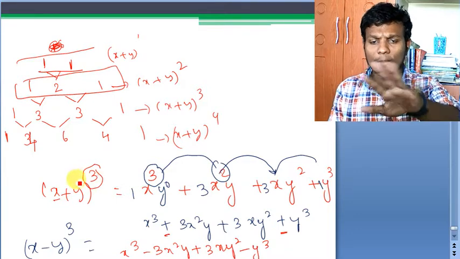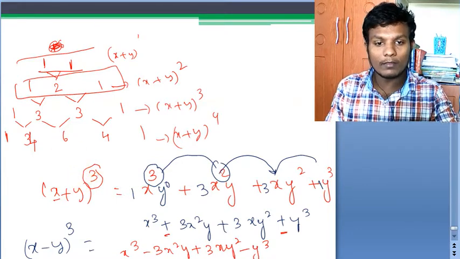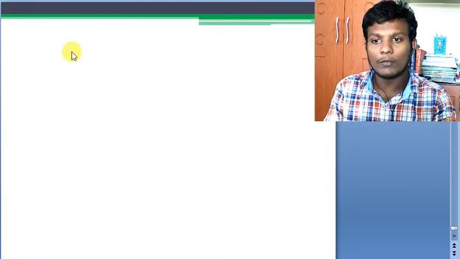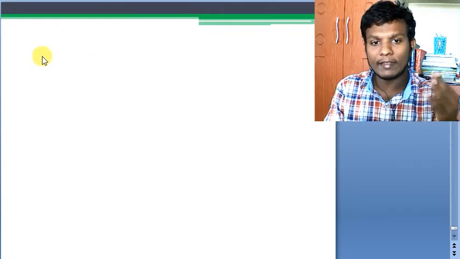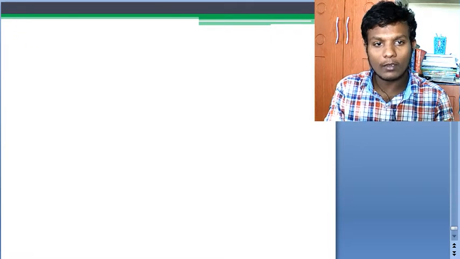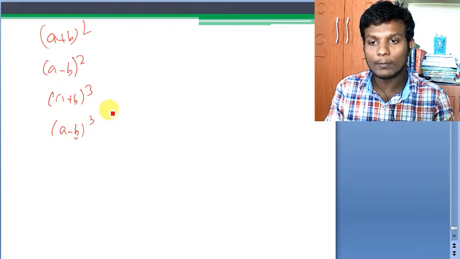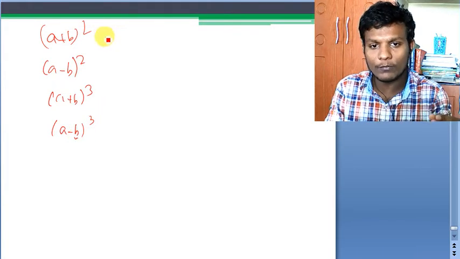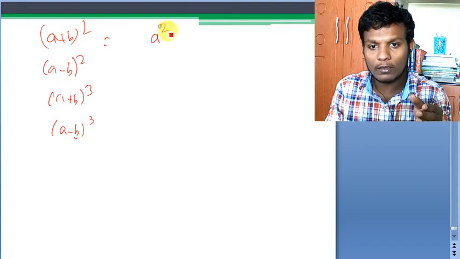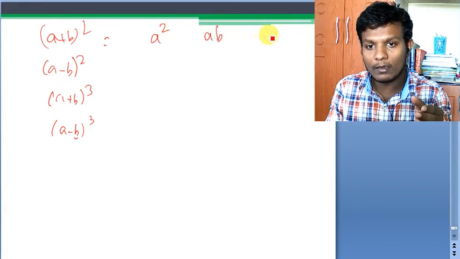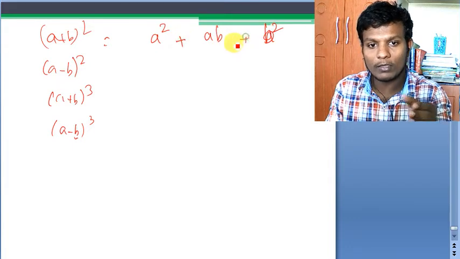So if you know this simple concept of Pascal triangle, from this we can write 4 identities that we have: a plus b whole square, a minus b whole square, a plus b whole cube, and a minus b whole cube. If you understand that concept, we can very well write them. So let me write it for you. First a square, then ab, then b square. You just keep the plus, because there is a plus in between.